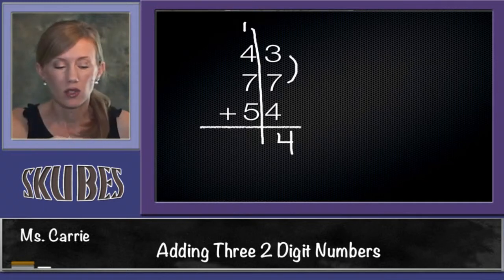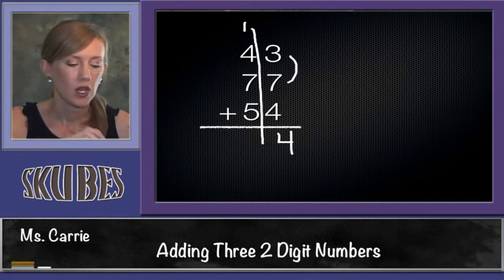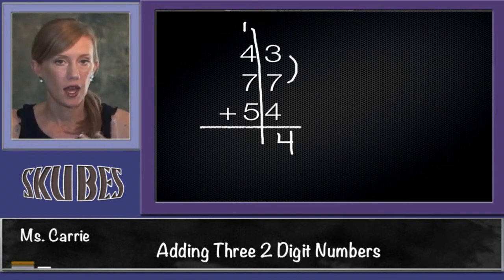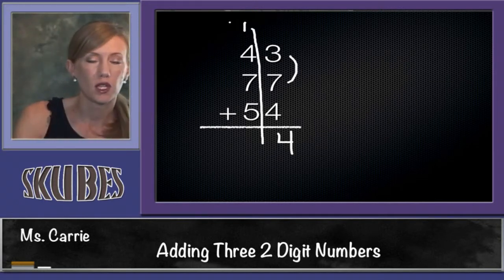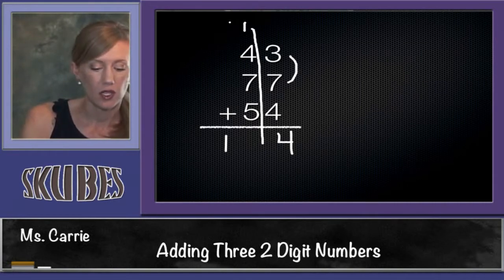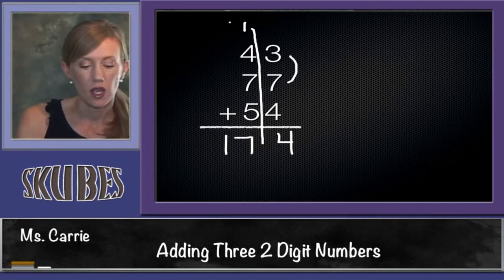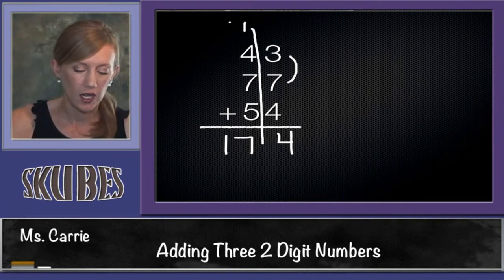Well, I don't know the answer to 7 plus 5, so I'm going to add it. 7, 8, 9, 10, 11, 12. Now let's add 4 more. 12, 13, 14, 15, 16. And the 1 more at the top makes 17. So our answer is 174. Let's look at another problem.